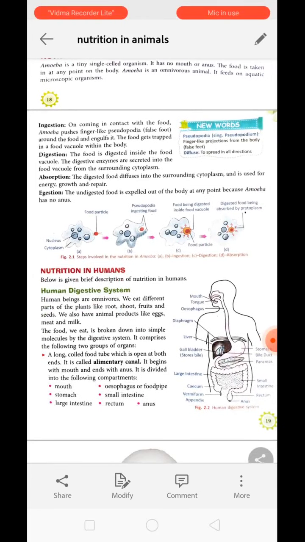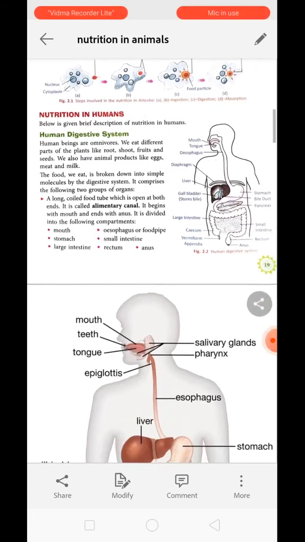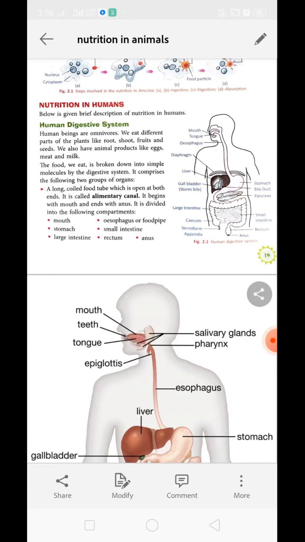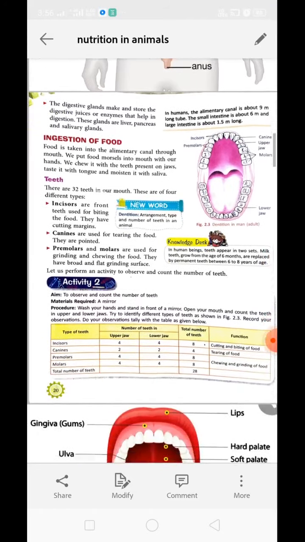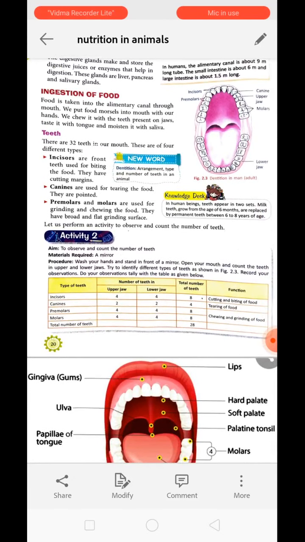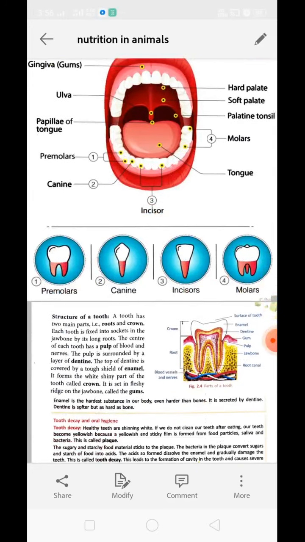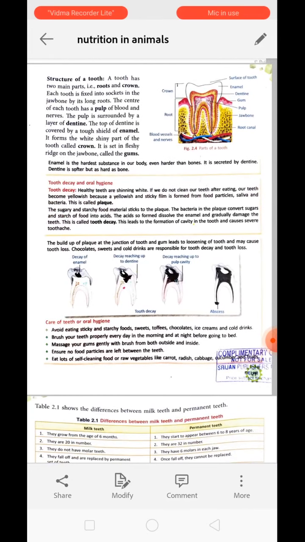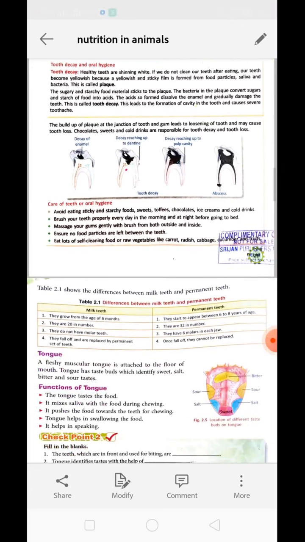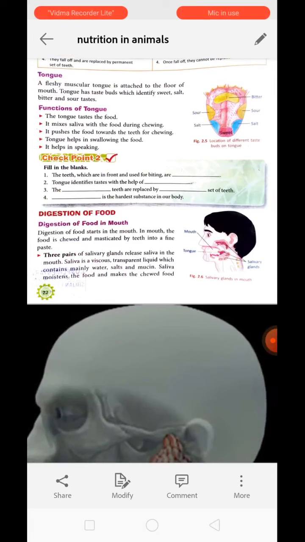We have even seen how nutrition takes place in the case of amoeba, and we started the discussion of nutrition in humans, in which we got familiar with the human digestive system. We saw how humans ingest food and how it gets chewed inside the mouth, what parts are involved, and how teeth get cavities. We have seen the role of the tongue as well and digestion of food inside the mouth.